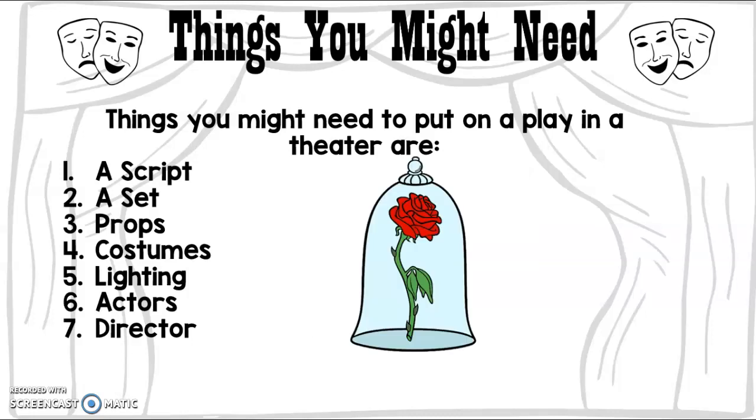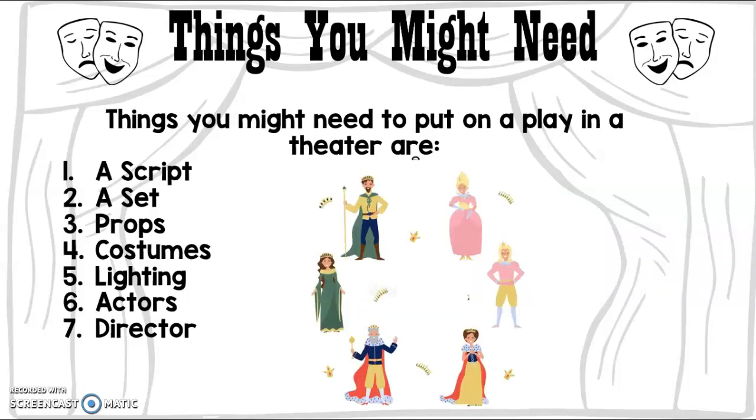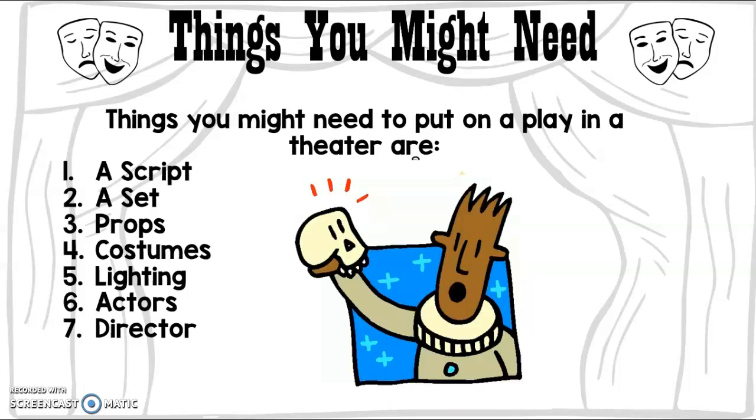Props are things that the actors hold or interact with that will help them tell the story. And costumes are things that they wear to help you tell the characters apart and immerse you in the story. You may also need lighting and actors. Actors are the people who tell the story.